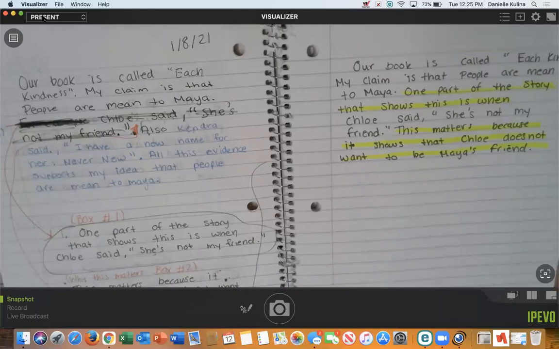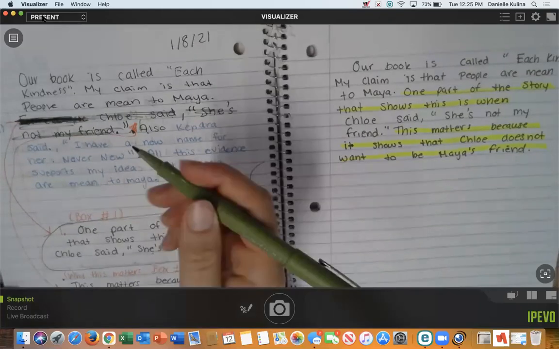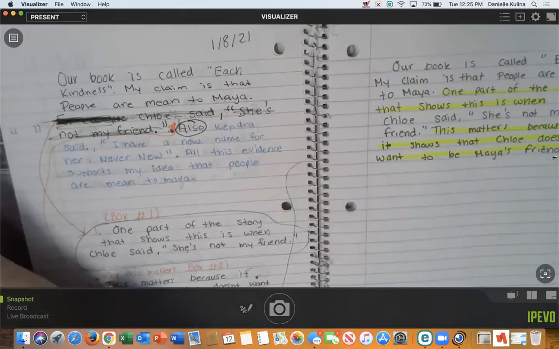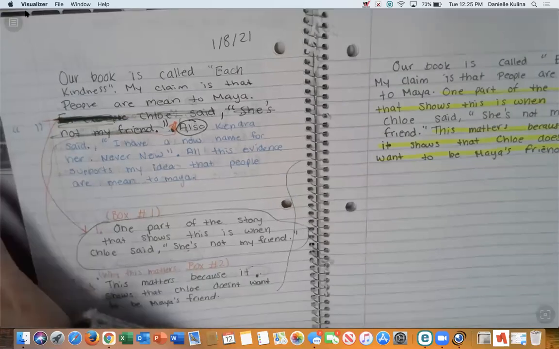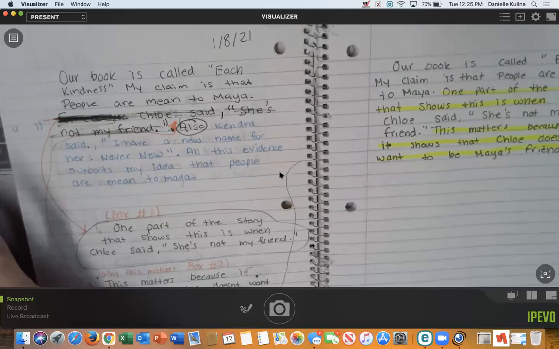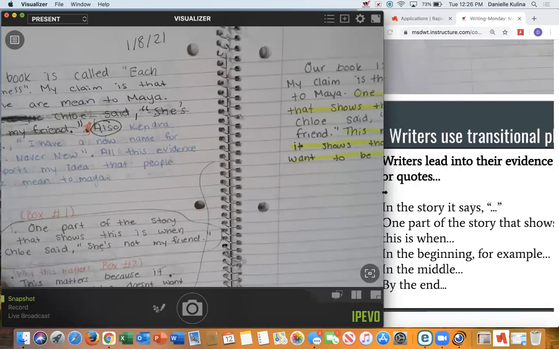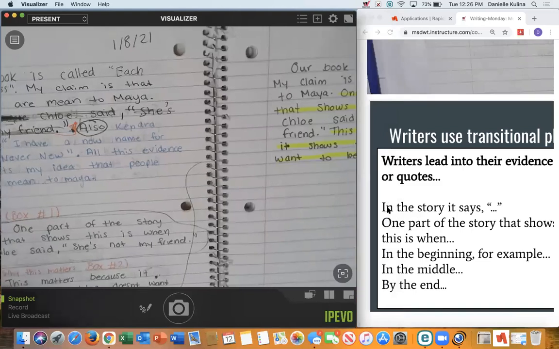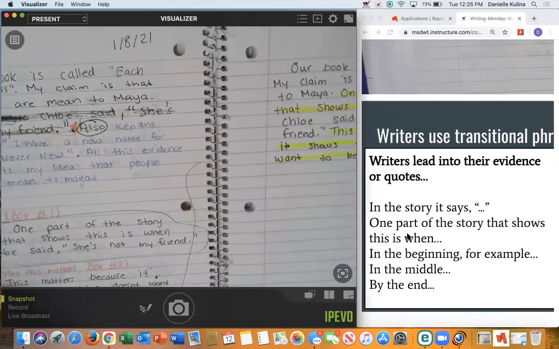All right. So now we are trying to replace this phrase, also. Let's go ahead and look back at what options we have. Our options are, we could say, in the story it says, or in this case, in the story Kendra says. We already used this one, so let's skip that one. We could say in the beginning, for example, but that wasn't really in the beginning. That was kind of in the middle of the story. So we could say in the middle, Kendra said.